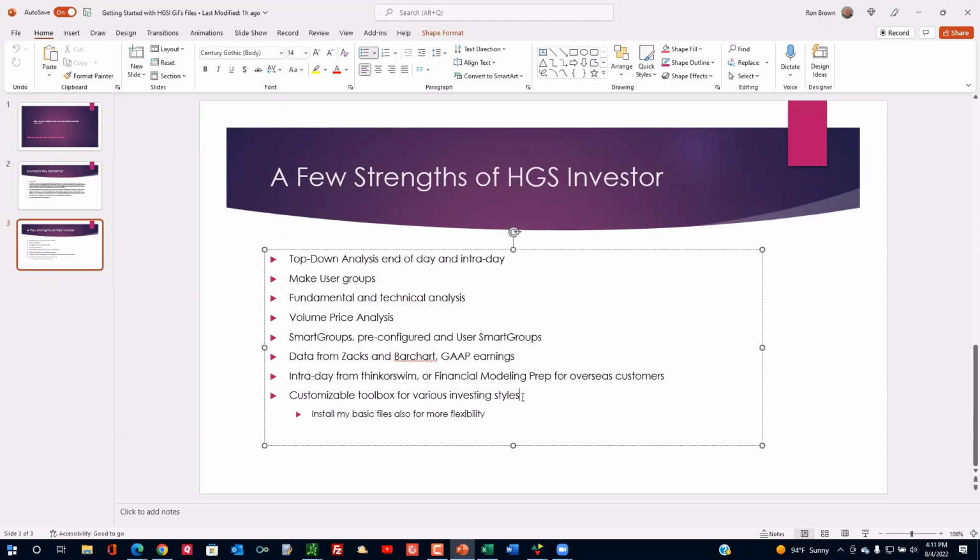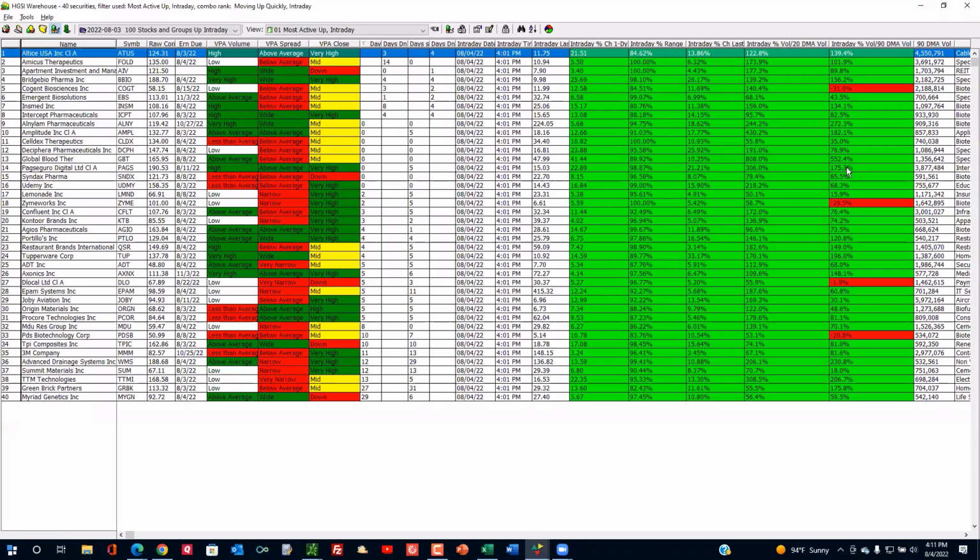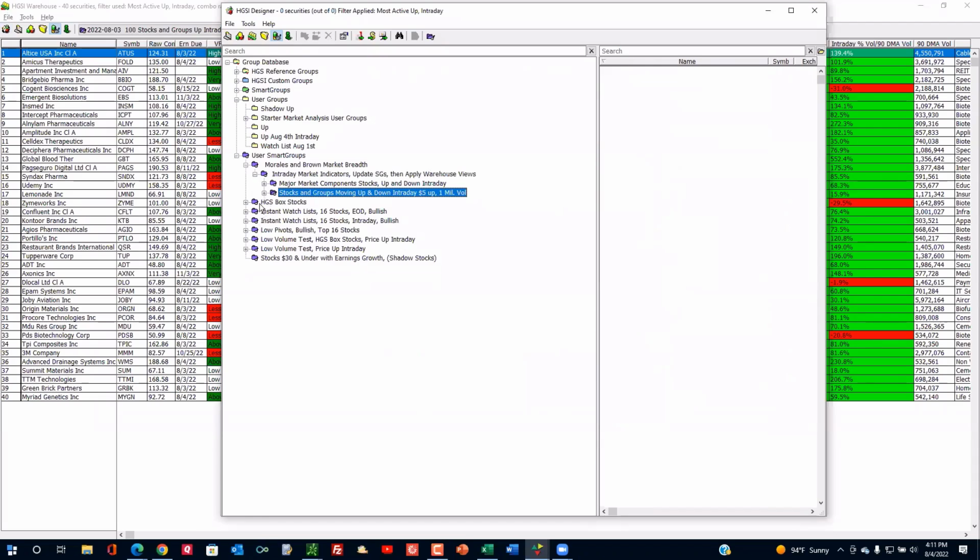Customizable toolbox for various investment styles. I've been showing you Gil's, I've been showing you mine. And that's what I mean by that. You can do anything you want with this. And it's good stuff. It's a great program. And tell your friends about it. I cover so much here, I may confuse you, but just use one or two of these smart groups and see what happens during the day.